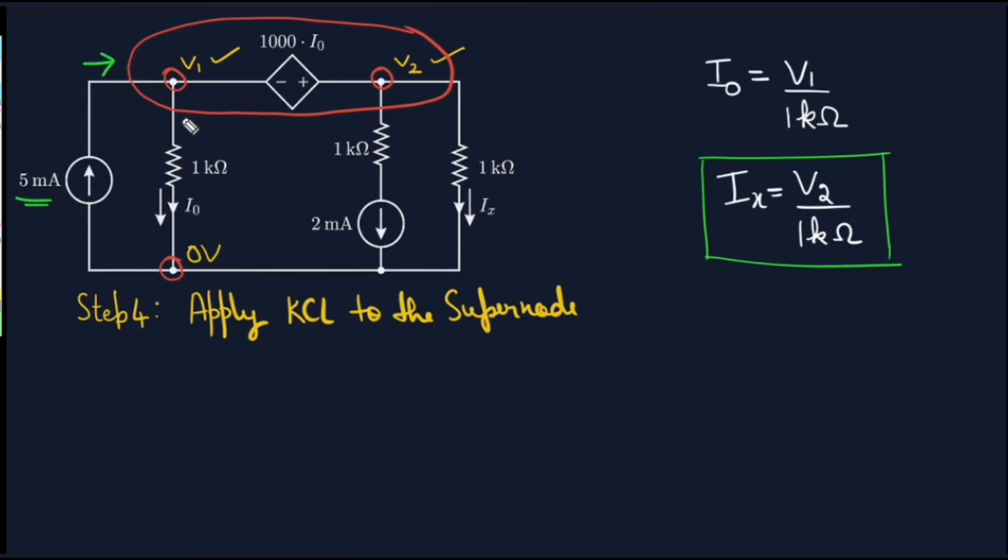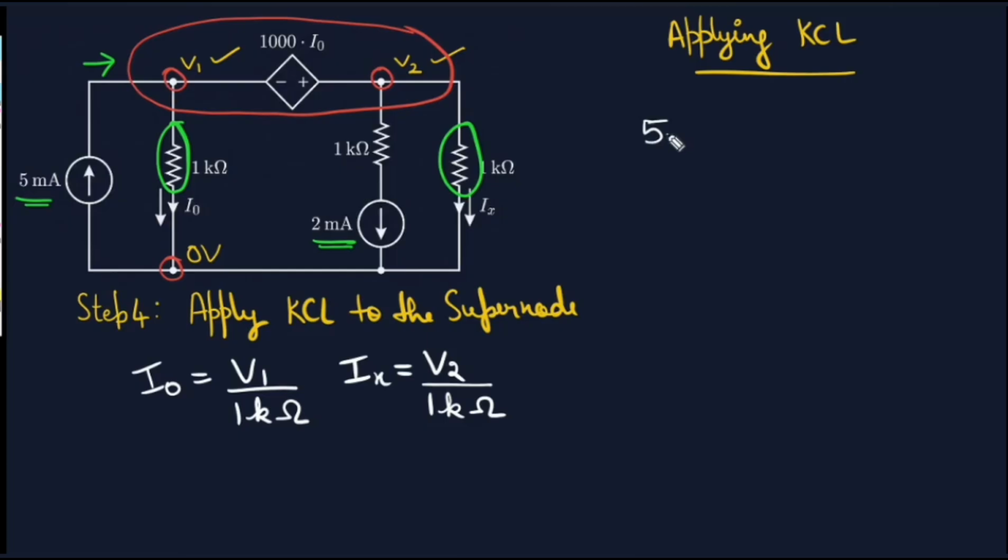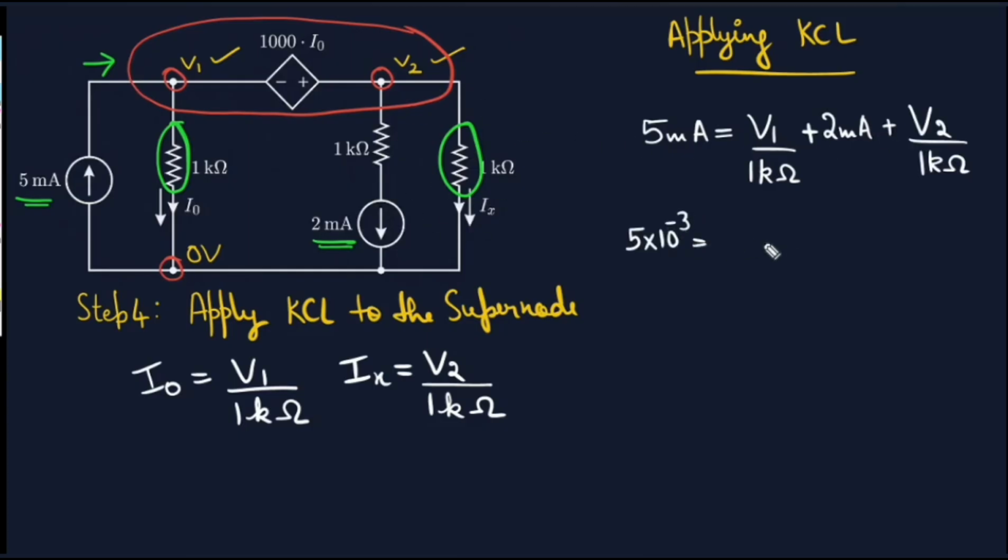The currents leaving the supernode are the current through the left resistor, which is V1 by 1 kilo ohm, the current through the middle branch, which is 2 milliamps, and the current through the right resistor, which is V2 divided by 1 kilo ohm. When we apply KCL, we get 5 milliamps equal to V1 divided by 1 kilo ohm plus 2 milliamps plus V2 divided by 1 kilo ohm. This 5 milli can be written as 5 into 10 power minus 3, which is equal to V1 divided by 1 into 10 to the power 3 plus 2 into 10 to the power minus 3 plus V2 divided by 10 to the power 3.